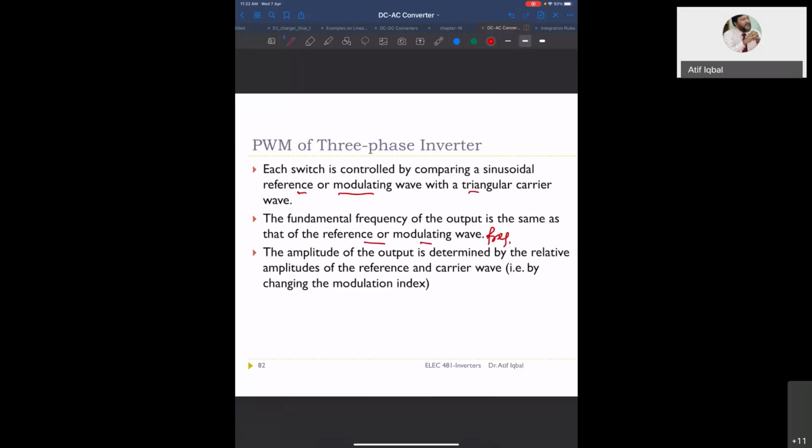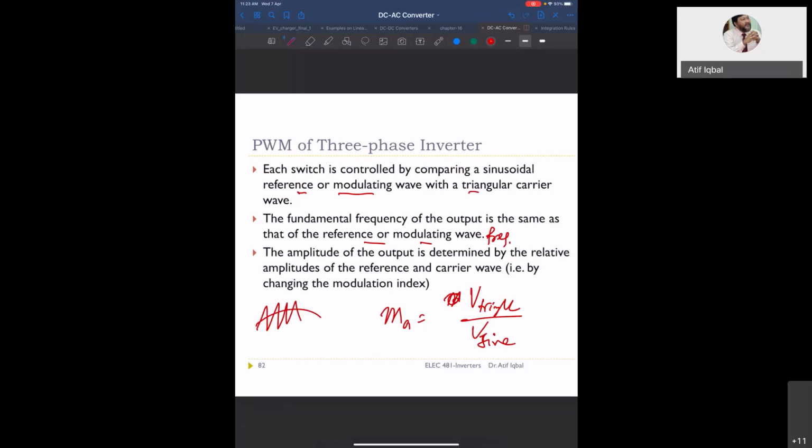The amplitude of the output is determined by the relative amplitude of the reference and the carrier wave, that is the modulation index. So by controlling the magnitude of the triangle over the sine wave, you can control the output amplitude. So output amplitude is controlled by modulation index, and the frequency is controlled by the frequency of the reference wave. And you compare the triangle with the sine wave.